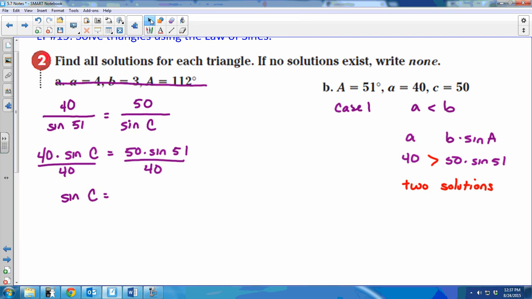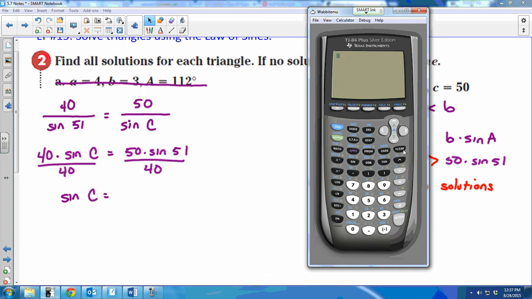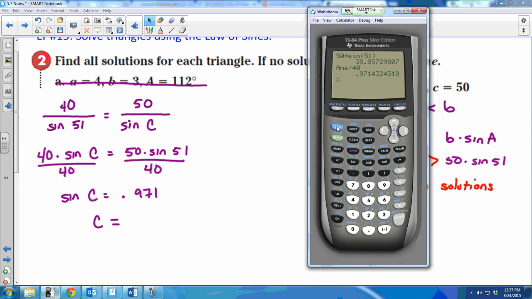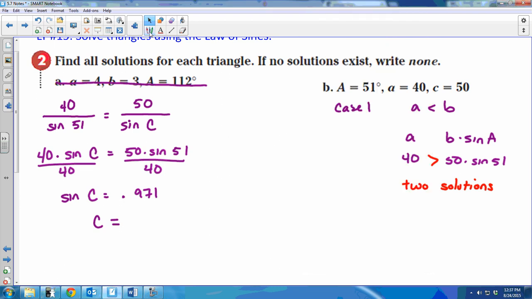So sine of angle C equals 0.971. And I want to know what actual angle C is. So we use the inverse. Right, 76.3 degrees. That again was nothing new. I found angle C, right?